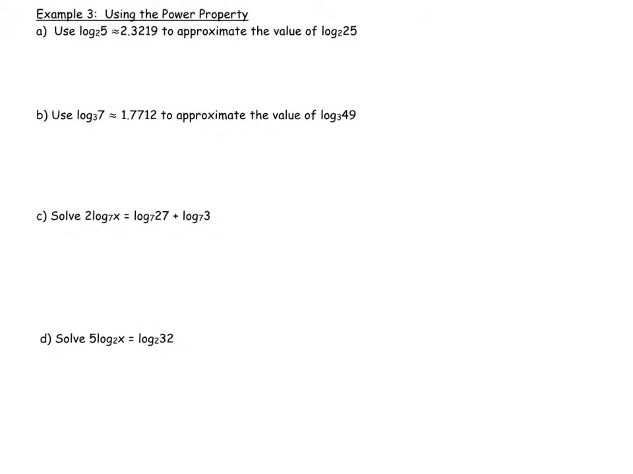In example 3, we're going to use the power property to solve for the logs. So it says we have log 2 of 5 equals 2.3219, and they want us to approximate the value of log 2 of 25. So we know we want to take log 2 of 25 and write this as log 2 of 5 because that's what we have to work with. So if I were going to write it that way, I could have log 2 of 5 squared, because 5 squared equals 25. Remember, we can't just change the value and write 5. It still has to be equivalent to the 25. And then using that power property, I'm going to move that 2 up to the front so that I have 2 times log 2 of 5.